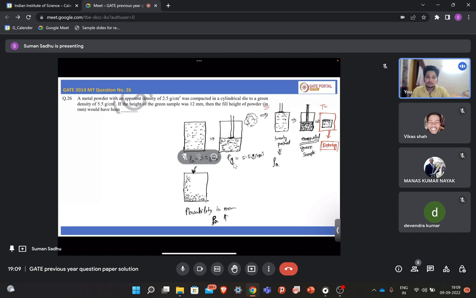Now, what is rho G? Rho G means the density after compaction. So if rho G is higher, what does it mean? The ability to compact this powder is good, meaning you will compact your powder to a much higher density. Rho G being higher also means your sample will have lower porosity, right? So rho G basically signifies the compressibility.